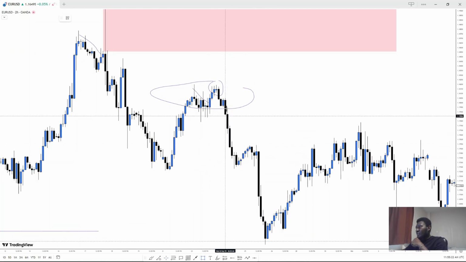Yes, so where is the saturated point here? Was there an imbalance? An imbalance is a space between two candlesticks. So you see this candlestick was going up, and this candlestick is coming down. The space between these two candlesticks here is called an imbalance.